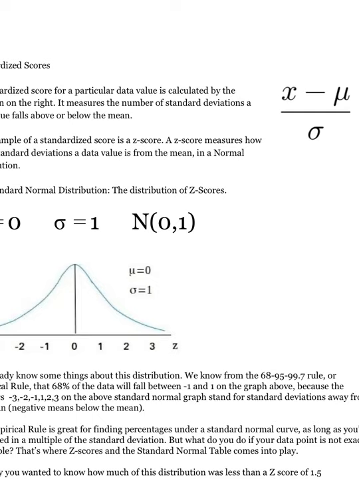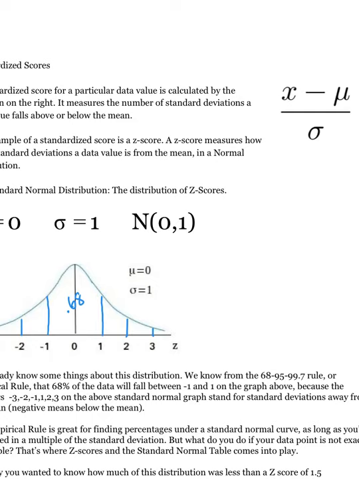This coincides with the empirical rule that we learned a couple lessons ago, in that if you go one standard deviation either side of the mean, we know that that's 68%. And if we go 2 standard deviations, we know that's 95. And if we go 3, we know that's 99.7. Well, using standardized scores, we can find percentages that don't fall exactly on 1, 2, or 3 standard deviation units above or below the mean.